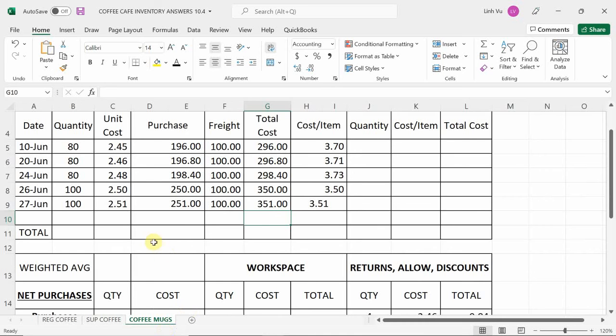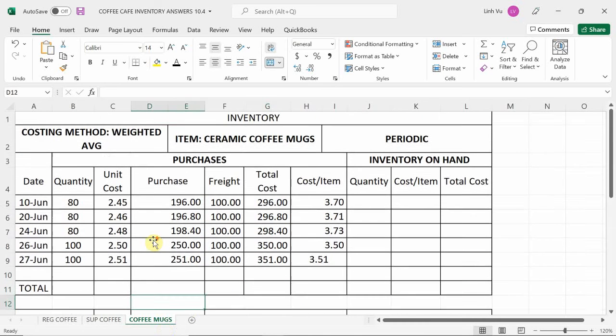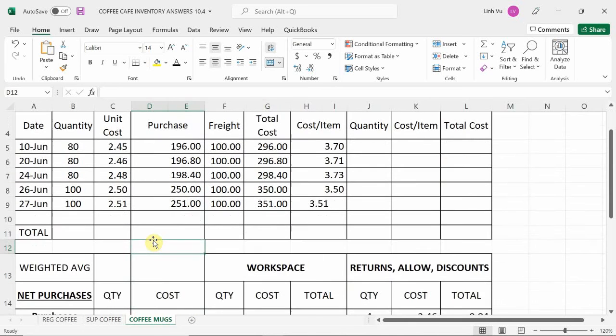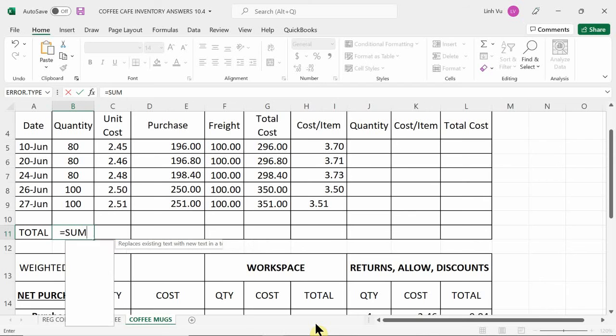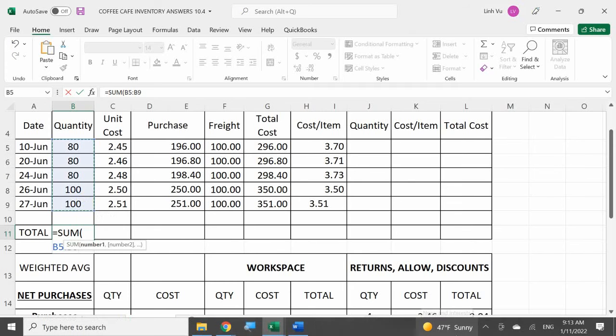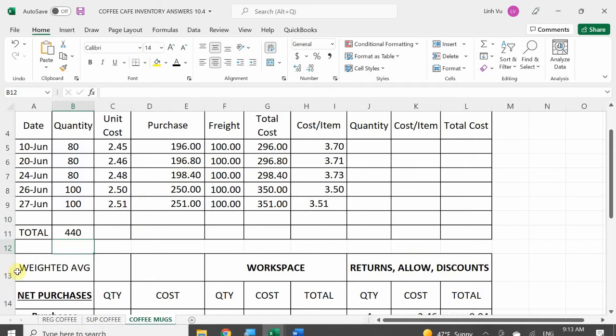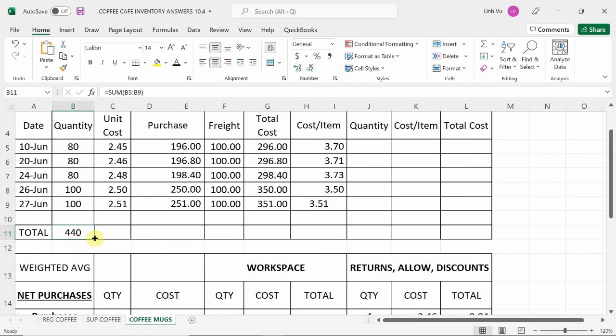So here we are, ceramic coffee mugs, all right? Let's go ahead and figure out how many cups I have in total that I purchased. So figure out your purchase prices. I purchased a total of 440. Okay, what's my total purchase price going to be?